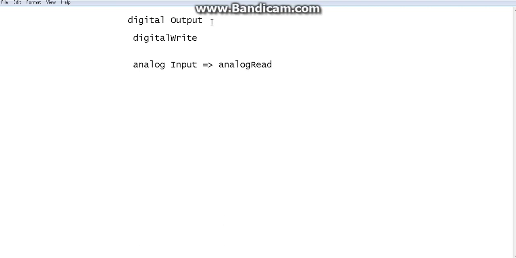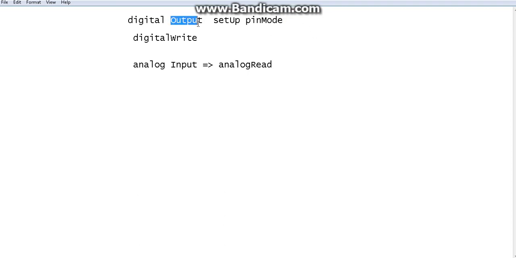I'm sorry guys, we have to say it to the Arduino, right? So where do we have to say it? Inside the void setup. Okay, so what is the keyword for that? Pin mode, right? I hope you can remember this. Pin mode, we have to tell the pin number and input or output, right?